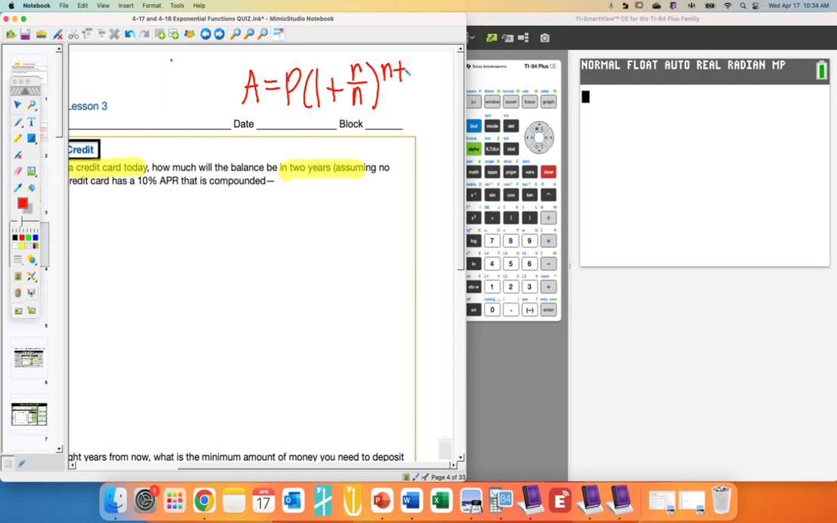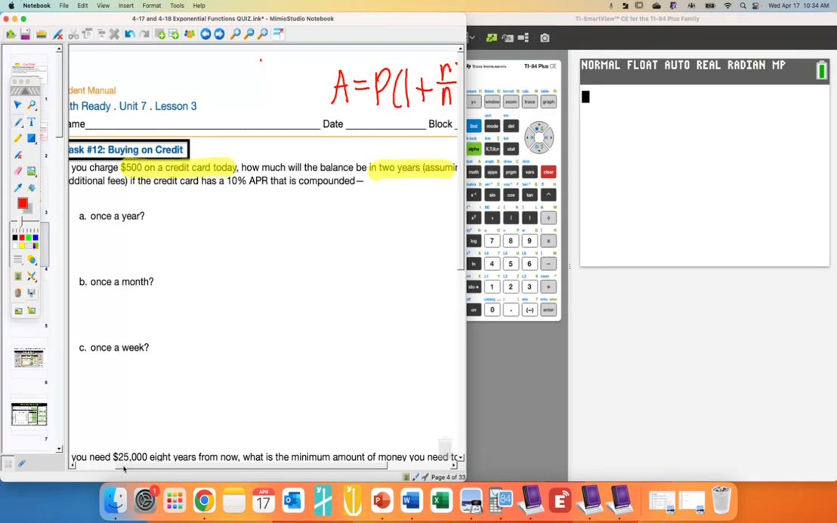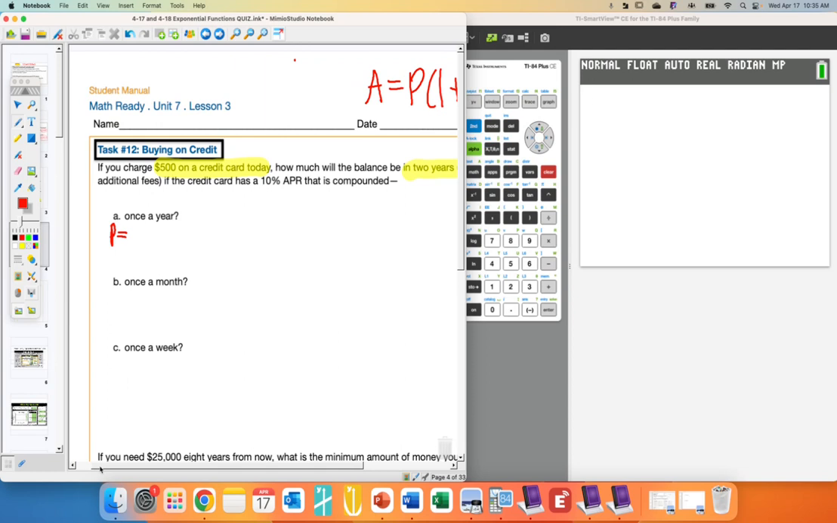So I like to write down everything that I know, because each of these is asking for a different time frame. When you think about the time frame, you have to remember what's on the board about annually, semi, quarterly, monthly, weekly, and daily. That makes a difference because that gives you the value of n in your formula for the number of times you're compounding. So for this, I'm given the principal. Principal is the amount that we're charging, and since it says $500 on a credit card, there you go.